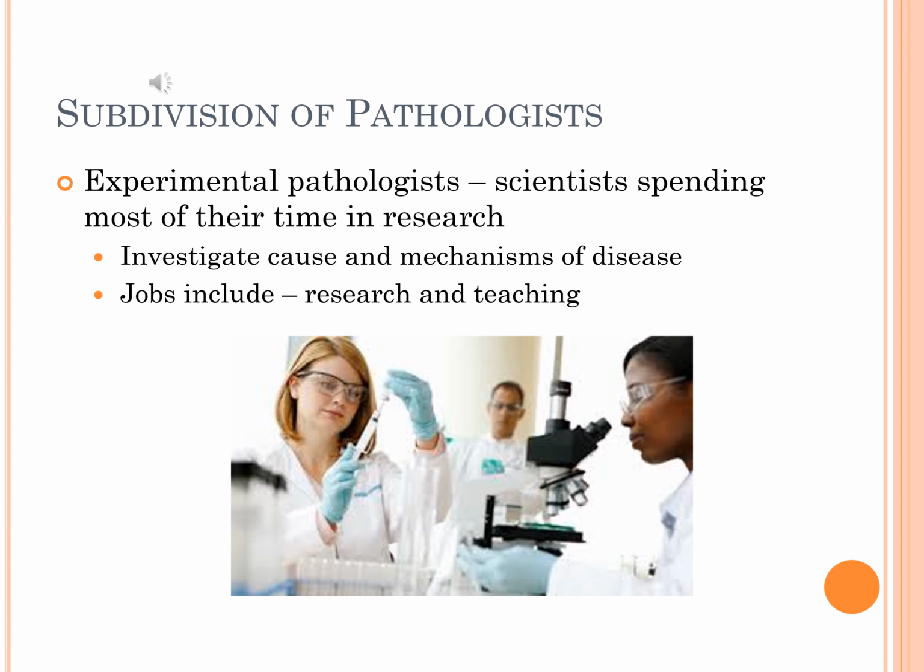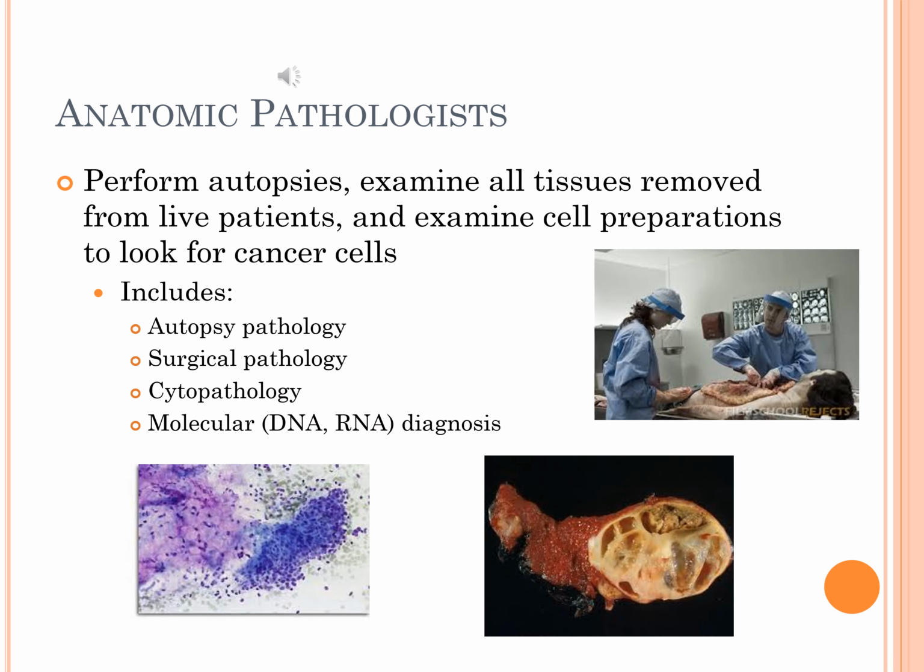Subdivision of pathologists. Experimental pathologists are scientists spending most of their time in research, investigating cause and mechanisms of disease. Jobs include research and teaching. Anatomic pathologists perform autopsies, examine all tissues removed from live patients, and examine cell preparations to look for cancer cells. This includes autopsy pathology, surgical pathology, cytopathology, and molecular, DNA, RNA diagnosis.